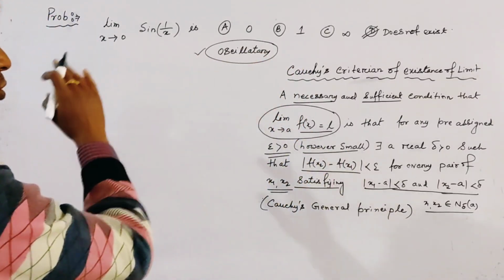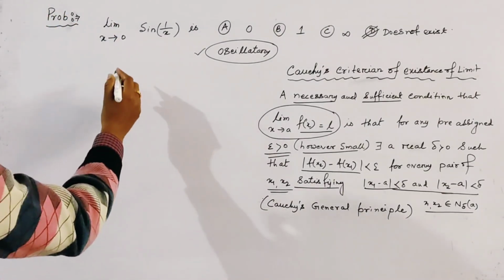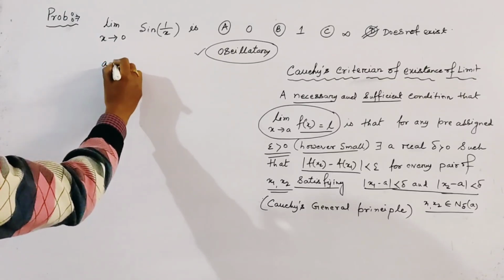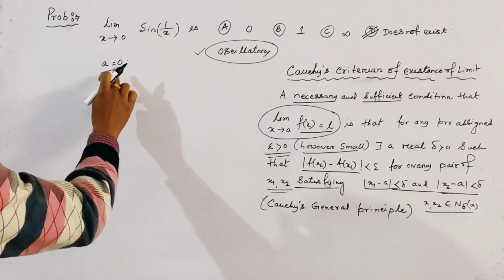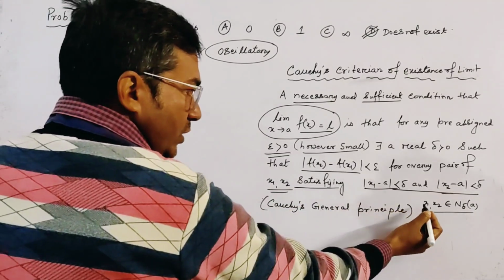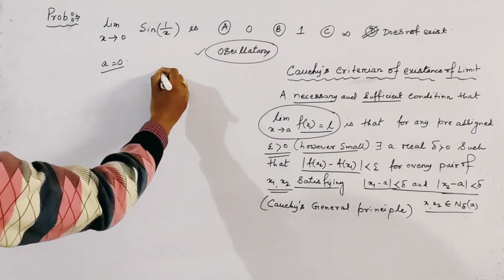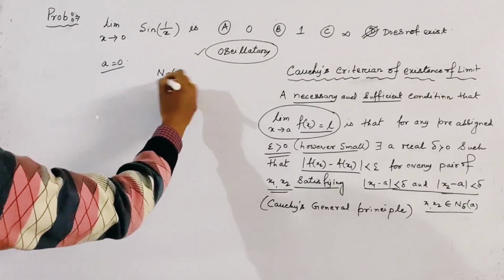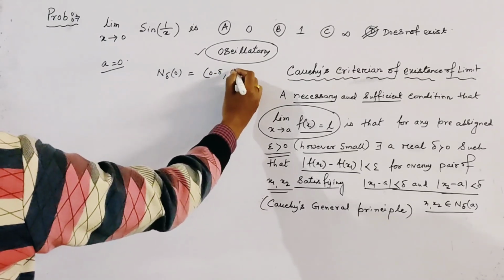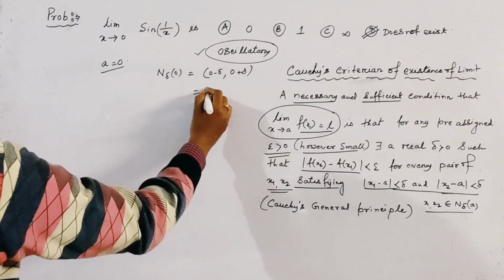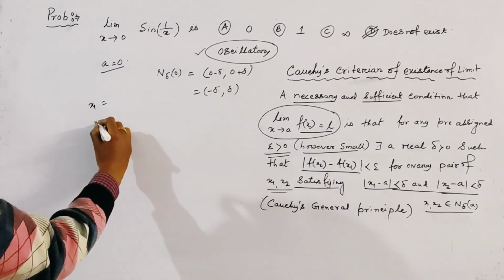Now, how do we solve this problem? Here we first let a equal 0. So we take two points near 0, because we have to find two points x1, x2 in the neighborhood of a, that is, in the neighborhood of 0. We consider the delta neighborhood of 0, given by minus delta to plus delta. And we consider two points x1 and x2.